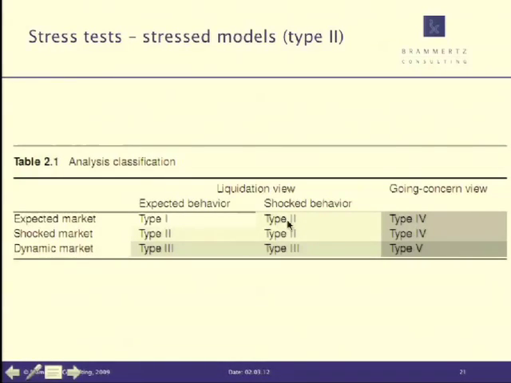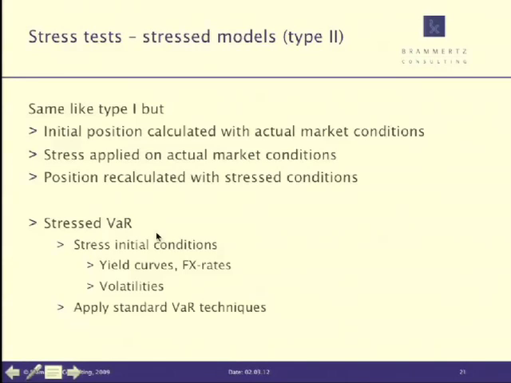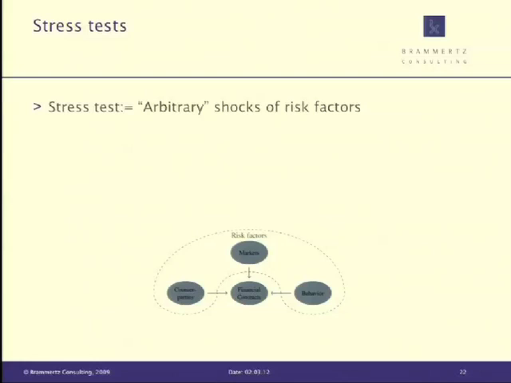If you go back, what we have here in type 2 is shocked market and shocked behavior. So we shock risk factors actually here. So it has much similarity to type 1 because the initial position can be calculated with the actual market conditions. Then we apply a stress and then we recalculate the condition. That's all we do. Or stressed VAR is something similar, where you have stressed the initial conditions, you stress the volatilities also, and do another calculation.